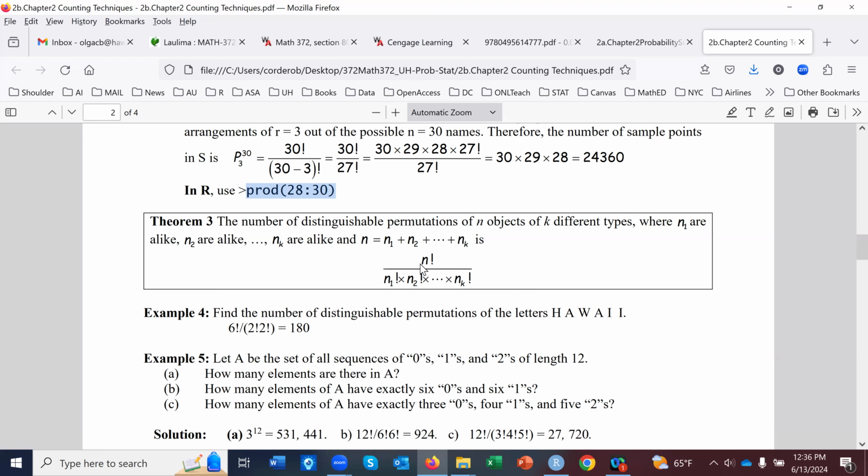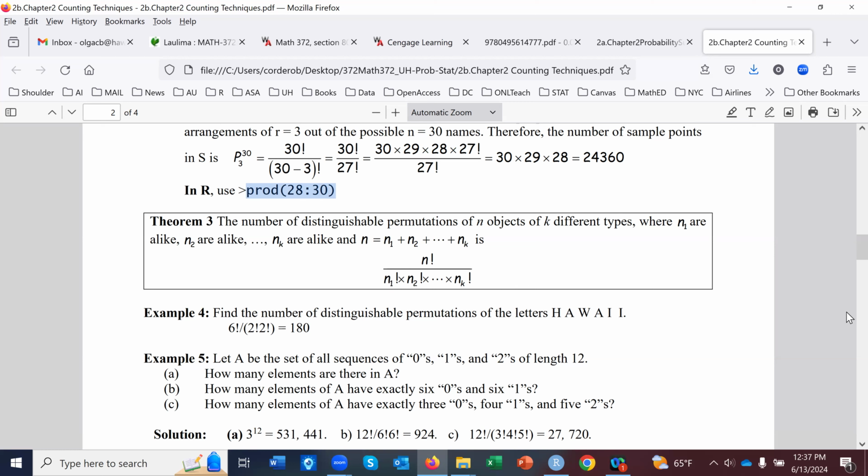The theorem is: I get n factorial, how many letters I have, 1, 2, 3, 4, 5, 6, but I will divide by the fact that I have 2 A's and I have 2 I's. So that's why I get that.